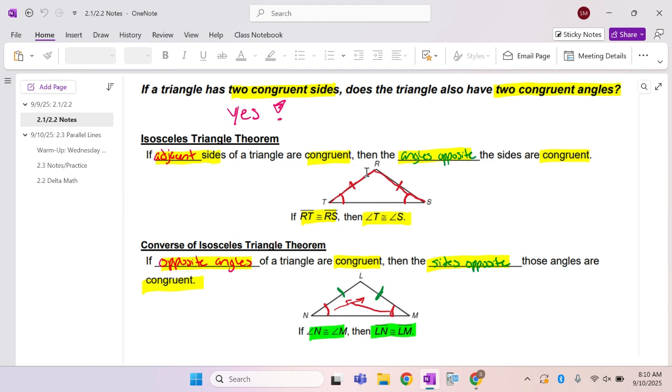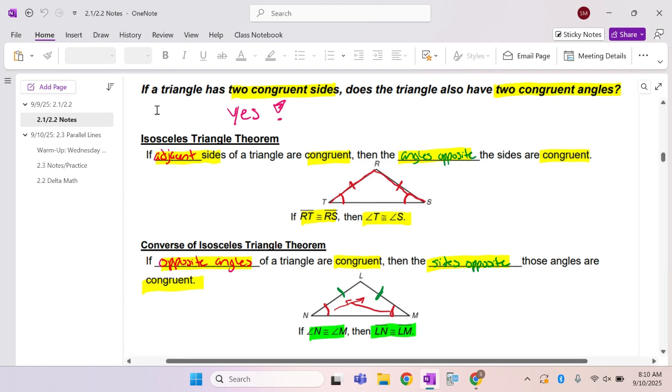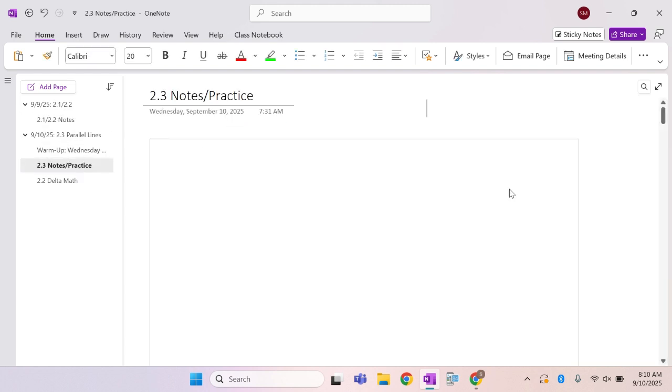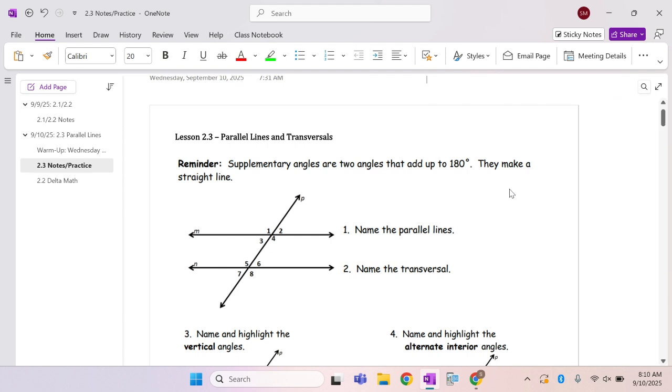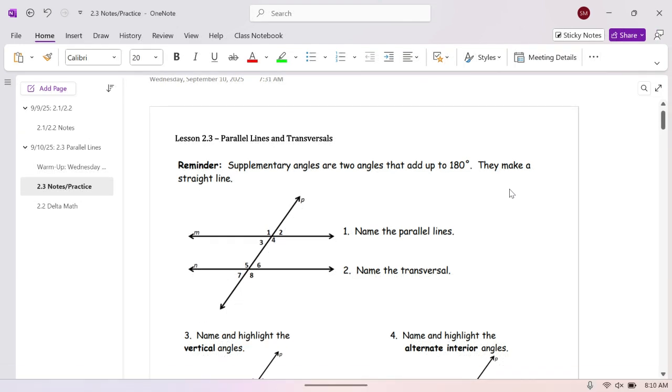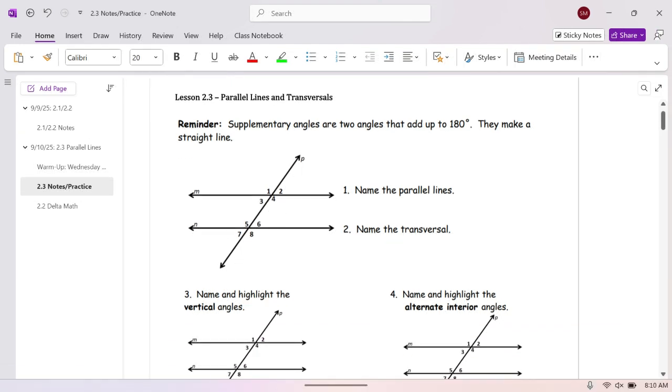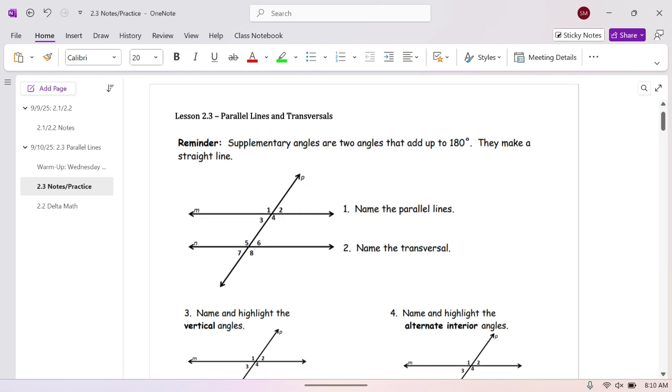All right? Okay. So today we're starting 2.3, which is all about parallel lines and the angles formed by them when they're cut by a transversal. So go to page 12 in your packet.